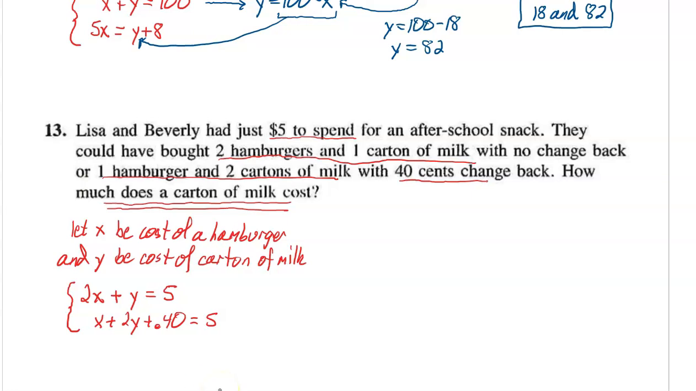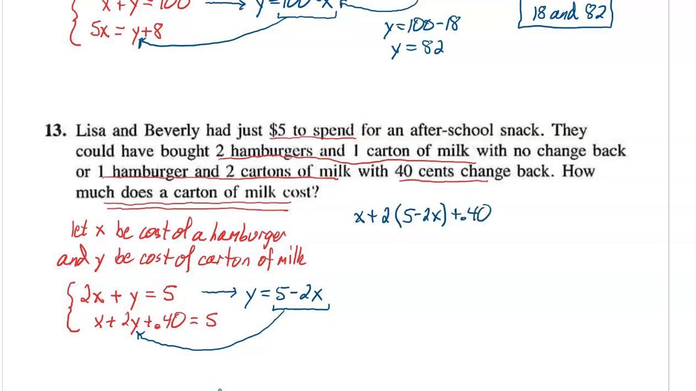Now, I'm not going to use graphing method. I want to use an algebra method, and I'm going to go with substitution method. That's the one we know about so far. Take the first equation and solve it for y by subtracting 2x. Then take that expression and substitute it in place of the letter y. So it's x plus 2 parentheses. Now substitute in 5 minus 2x. And then I have the plus 40 cents is equal to $5.